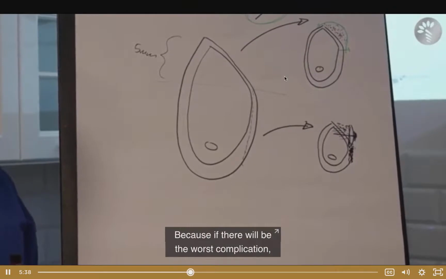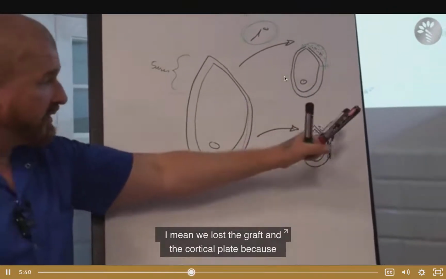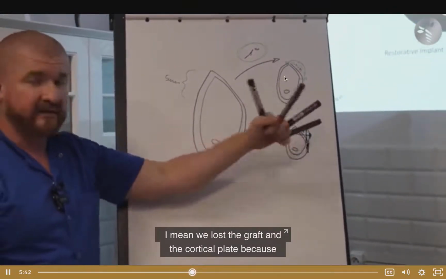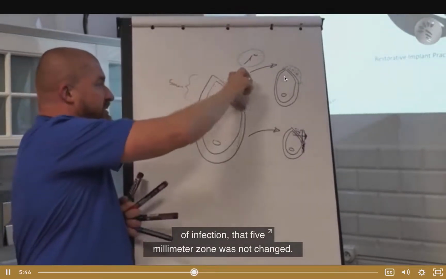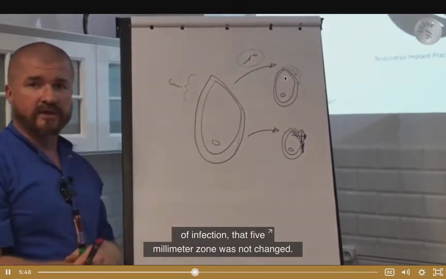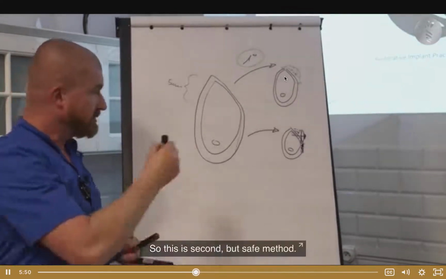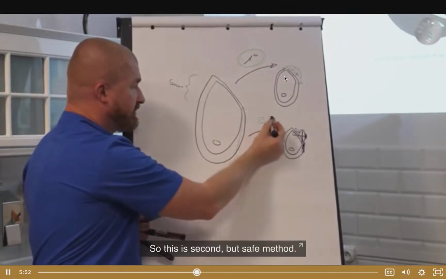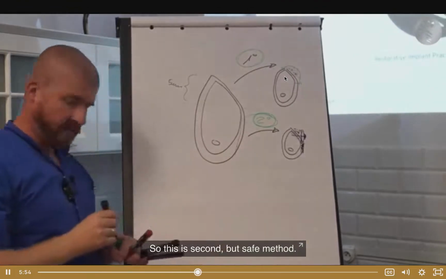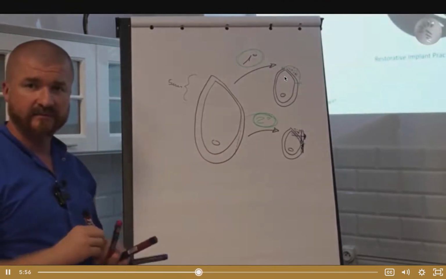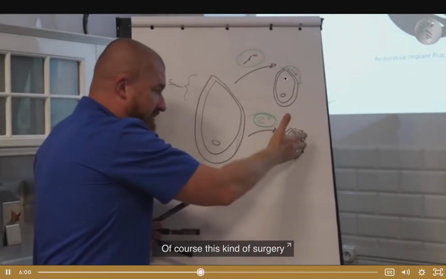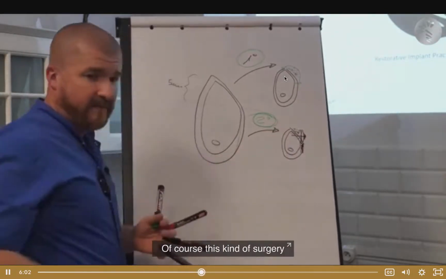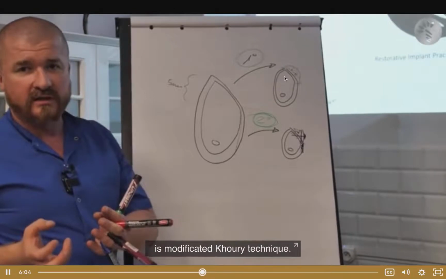Because if there is the worst complication, I mean, we lost the graft and the cortical plate because of infection, that 5 mm zone was not changed. So this is the second safe method. Of course, this kind of surgery is a modified Khoury technique.